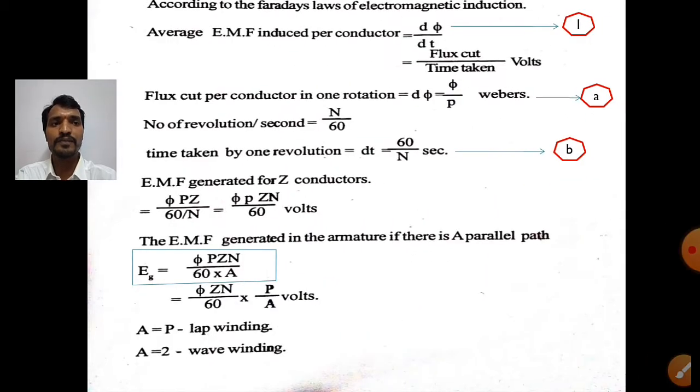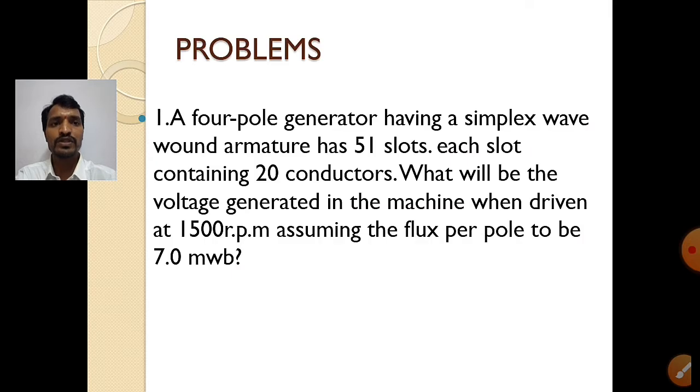Next, in today's topic we are going to deal with one problem, that is the first problem. A 4-pole generator having a simplex wave wound armature has 51 slots, each slot containing 20 conductors. What will be the voltage generated in the machine when driven at 1500 rpm, assuming the flux per pole to be 7.0 milliwebers? He said that it is a 4-pole generator, so the number of poles P is equal to 4.